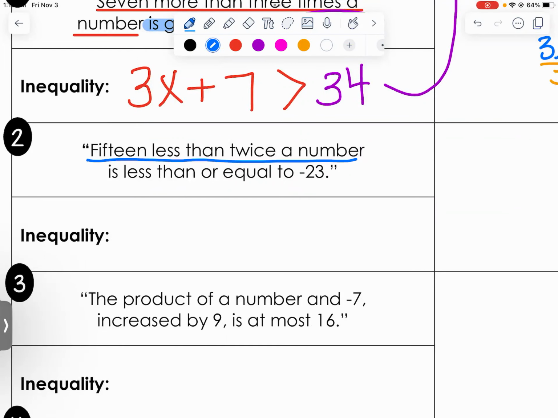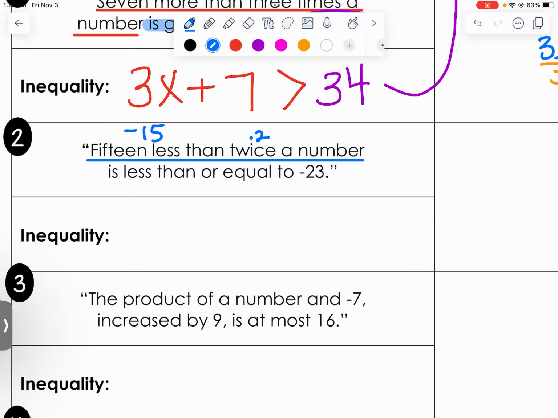15 less than twice a number. What does 15 less mean? What operation is that? Okay, we're talking about minus 15. And what about twice a number? What operation is that? Okay, this is specifically multiplying by 2.